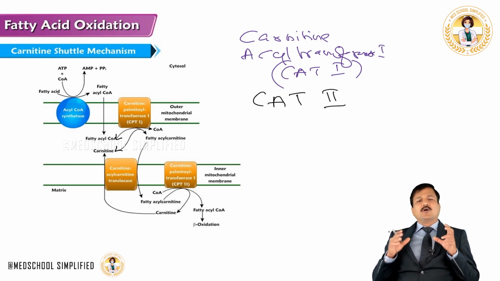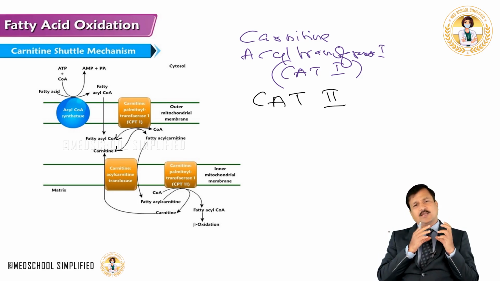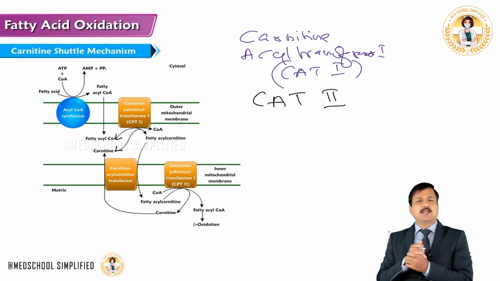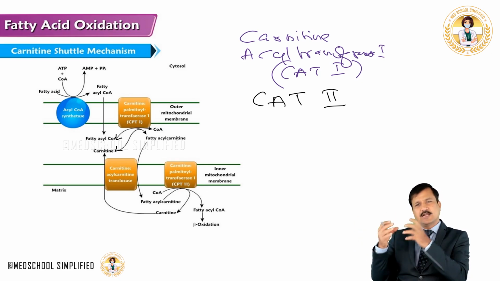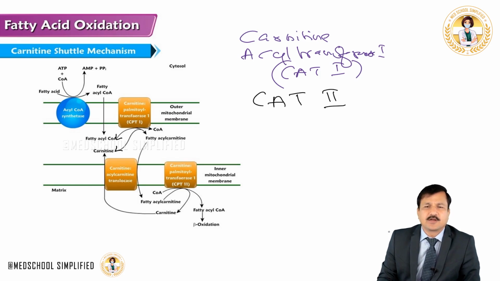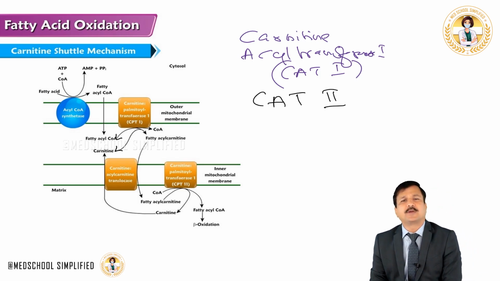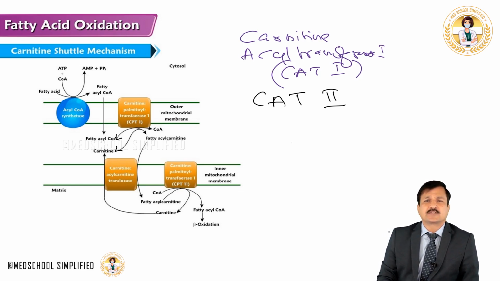Okay. Now, what this CPT2 enzyme does is remove carnitine from that fatty acyl carnitine and release that as free carnitine, and fatty acyl-CoA is made. So, CoA is added, carnitine is removed. So, we have fatty acyl-CoA in the matrix of mitochondria, which is now ready for beta oxidation in the matrix. Remember, beta oxidation is a mitochondrial matrix reaction.